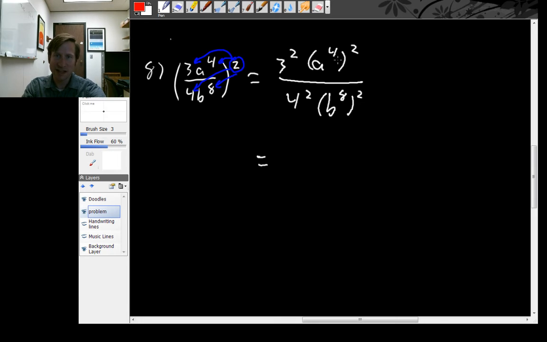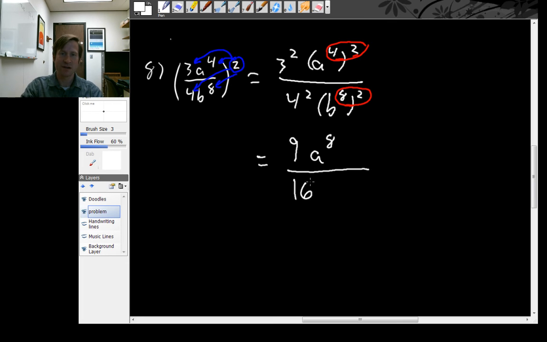And now, just like last time, when you have a power with another power like this, you can multiply these powers. So 3 squared is 9 times a to the 4 times 2 is 8th power over 4 squared is 16 times b to the 8 times 2 is 16. And again, there's nothing we can do to simplify. There are no common factors to cancel, so we're done.